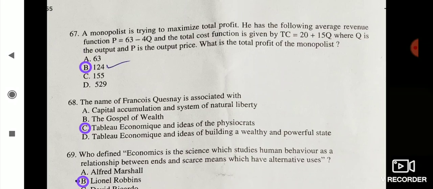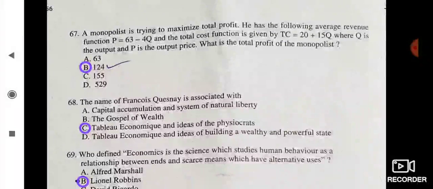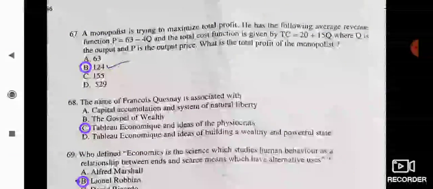Then next, a monopolist is trying to maximize total profit. He has the following average revenue function, P equals 63 minus 4Q, and the total cost function is given by TC equals 20 plus 15Q, where Q is the output, P is the output price. What is the total profit of the monopolist? Here we have to find out the total profit.